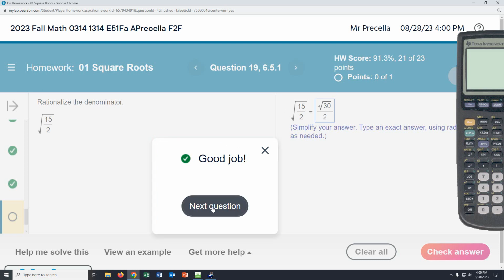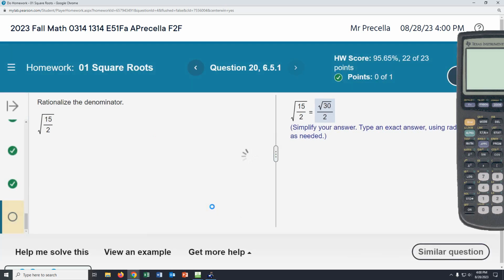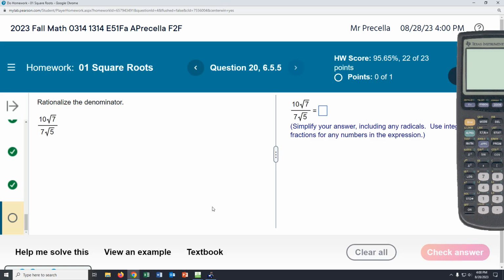Let's see what this last one looks like. This is problem 20, so it has to be the hardest one that we've done today. 10 square root of 7 divided by 7 square root of 5. And this process of getting rid of the square root from the bottom is formally called rationalizing the denominator.